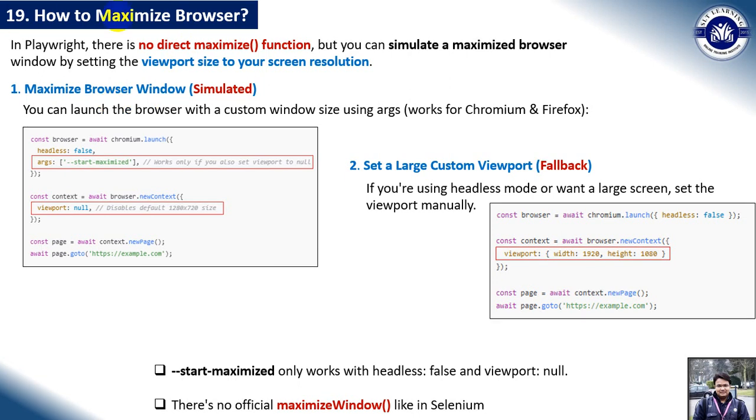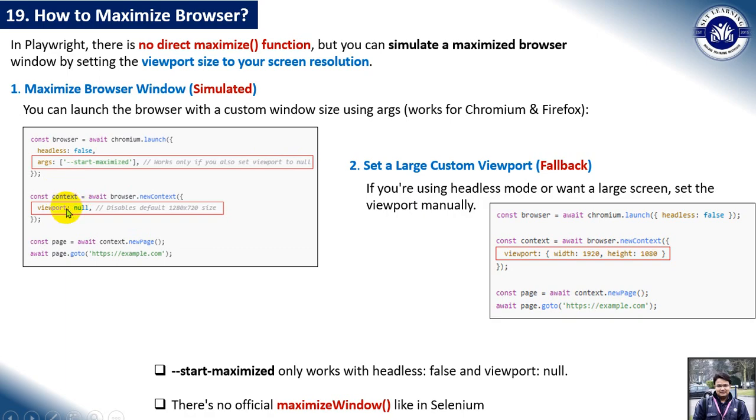So the first way you can maximize the browser is by simulating it. You can launch the browser with a custom window size. To provide the window size, use await chromium.launch, and this is where you can say argument start-maximize, which works only if you also set the viewport to null. Then you can set the viewport to null in a context, okay.